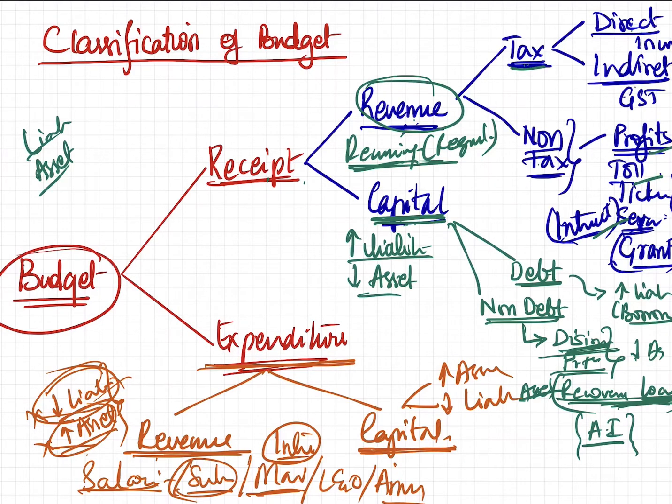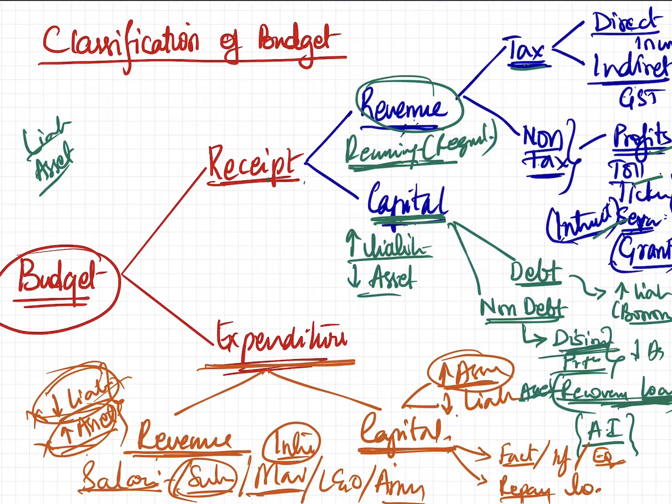Next is capital expenditure. So what is capital expenditure? It increases asset or reduces liability. Let's see the asset part. If the government spends money on building a factory, building infrastructure, or buying equipment, all this is creating an asset. Or when the government repays the loans it has taken, it has reduced the liability. So therefore it is capital expenditure. This is how we classify the budget. So we have four headings now: revenue receipts, capital receipts, revenue expenditure, and capital expenditure. I hope this is clear.